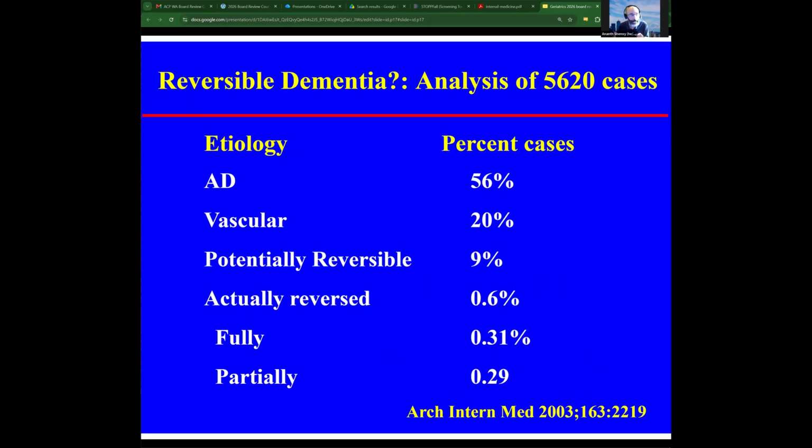Now, when we look at cases of potentially reversible or suspected reversible causes, still most of the time it is Alzheimer's and vascular. And it's really maybe 1 in 10 where we find a reversible or potentially reversible cause of dementia. And generally the actual reversible, as I mentioned in the last slide, is probably 1% or less. So rare, but when you can, it's a big deal.